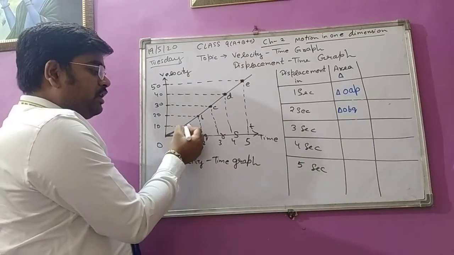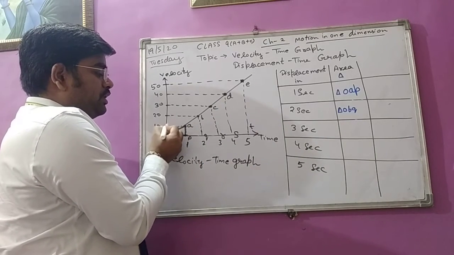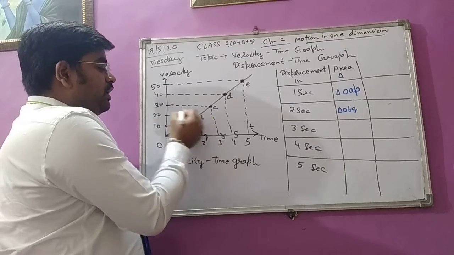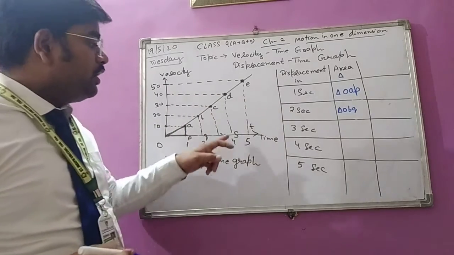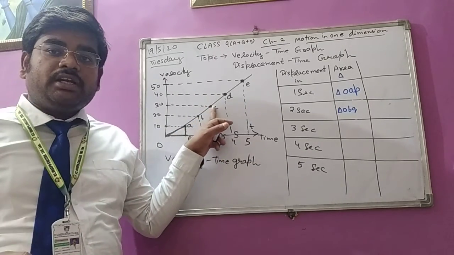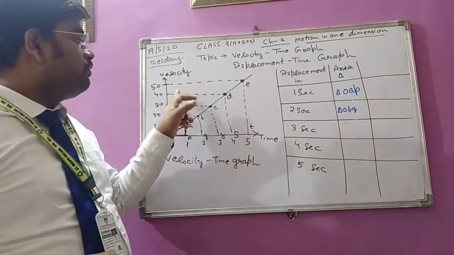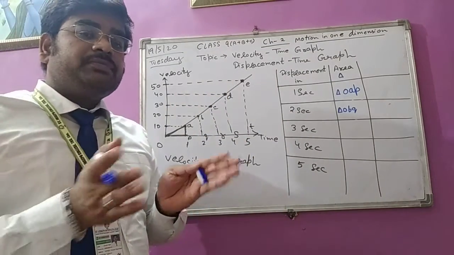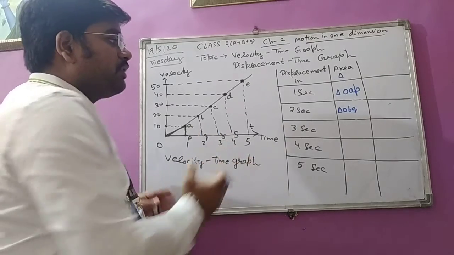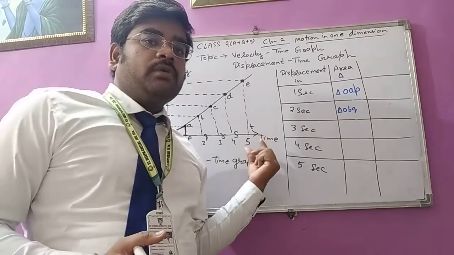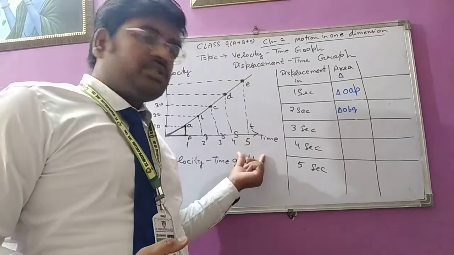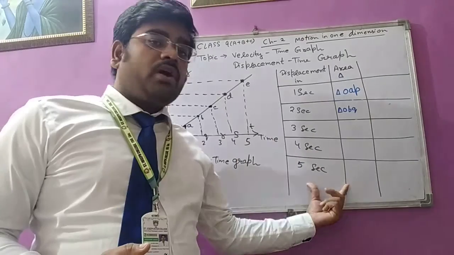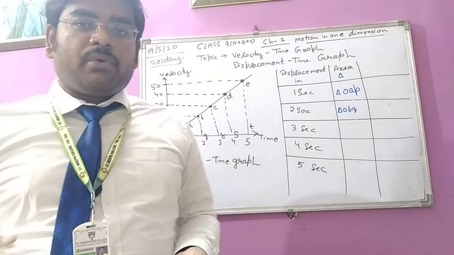In the first second, the velocity is 10 meter per second. In the second, velocity is 20. In the third, the velocity is 30 meter per second. Fourth, 40, and fifth, 50. So that is the velocity time graph, class. From the velocity time graph, I am going to plot the displacement time graph for you.